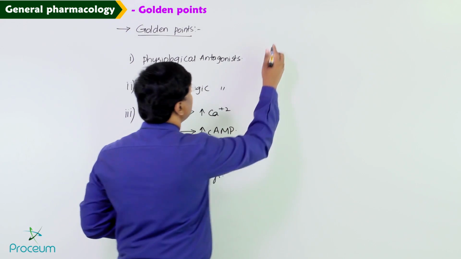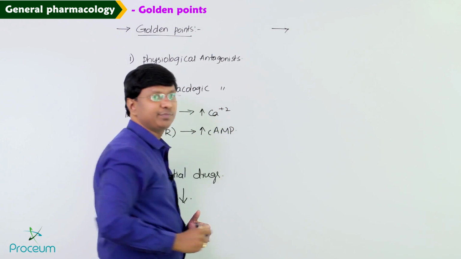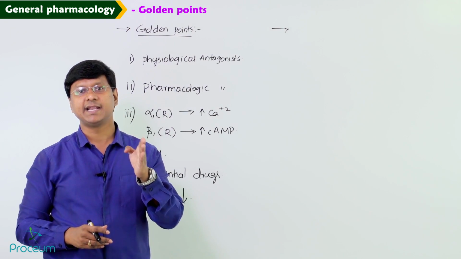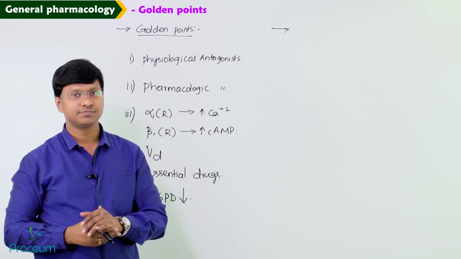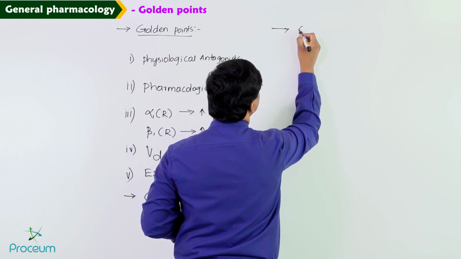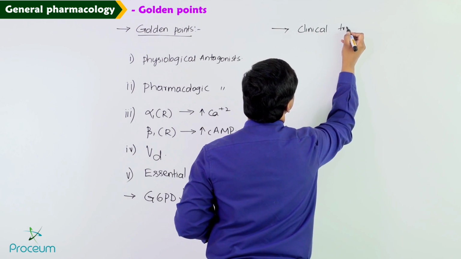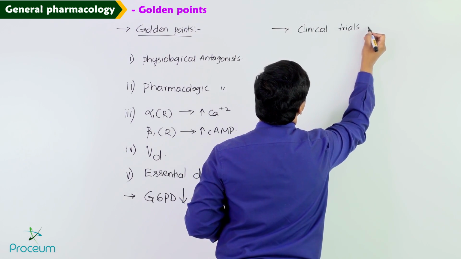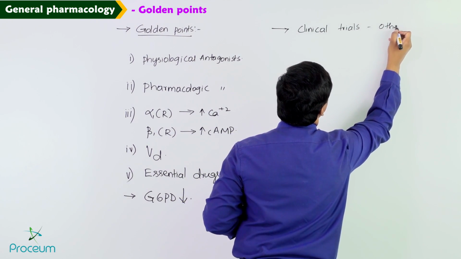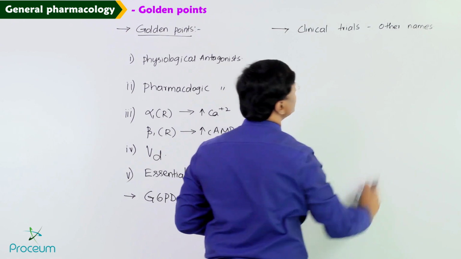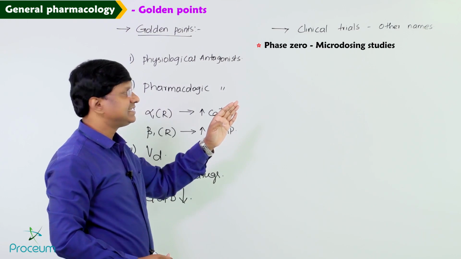Next, after this, another important golden point is clinical trials and their other names. If you see here, you take phase 0.